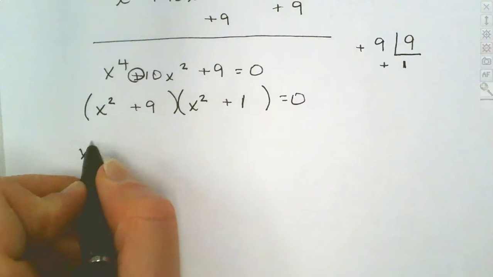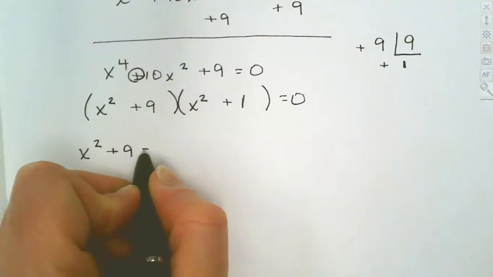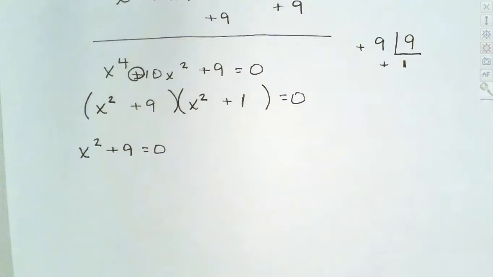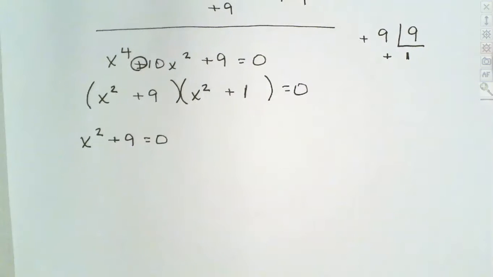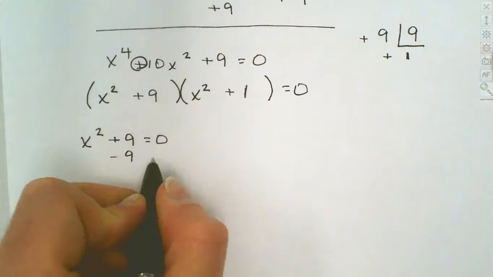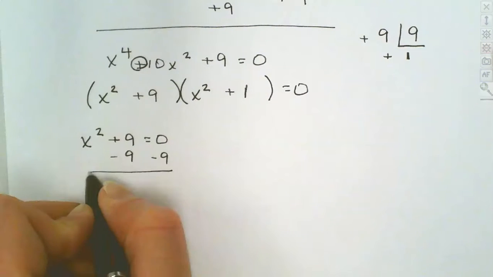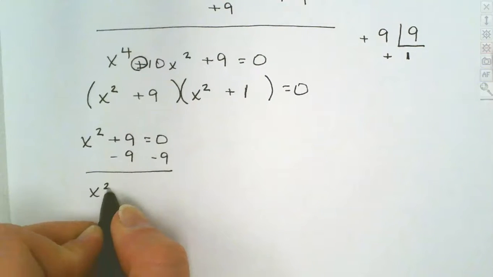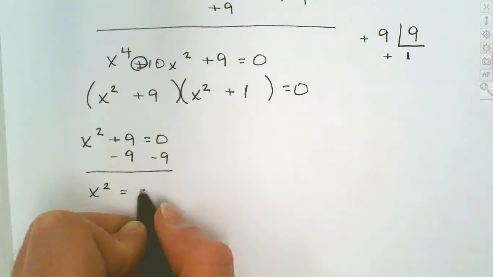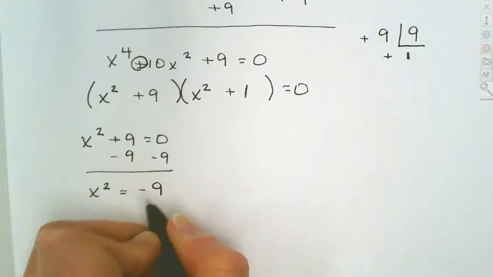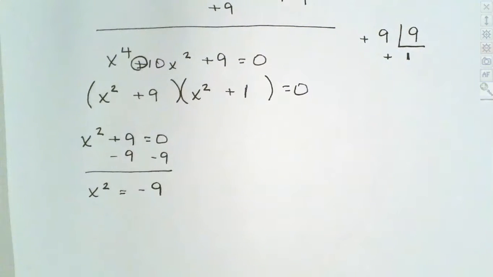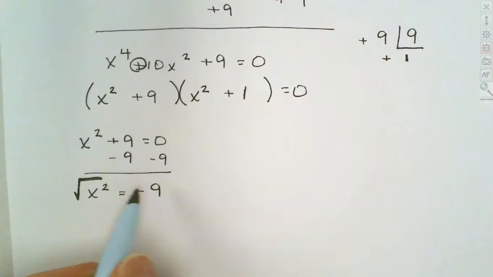So we set each separate part equal to 0. So x squared plus 9 equals 0. Move that 9 over with subtraction. And that leaves me with x squared equals negative 9. And how do I get rid of a square? What's the opposite of a square? Okay, the opposite of a square is a square root. Add in your plus or minus.